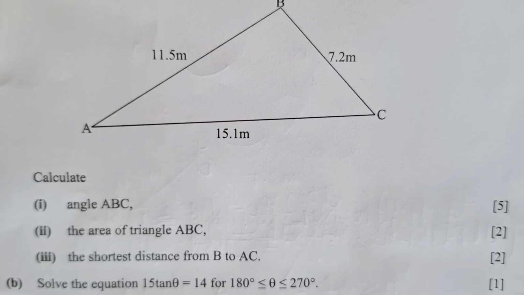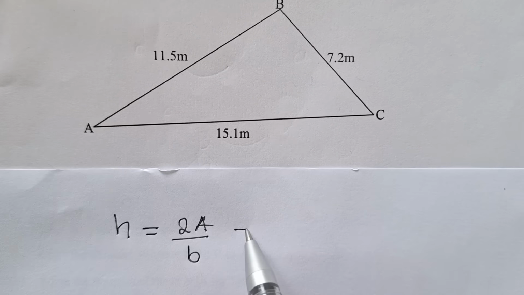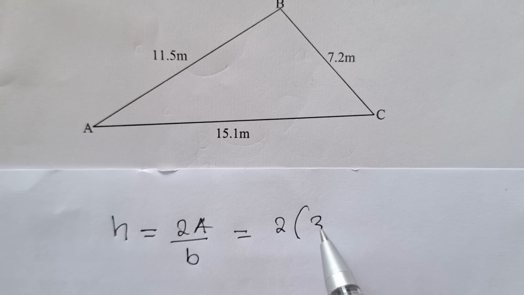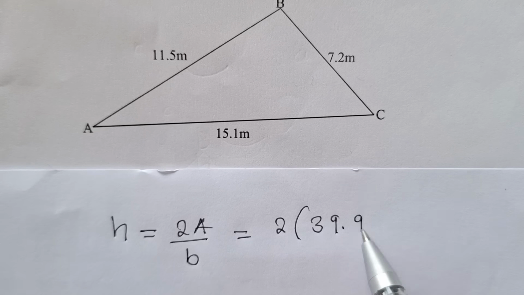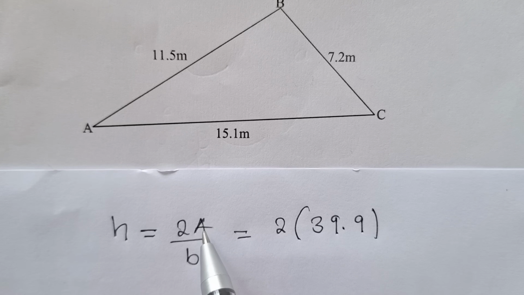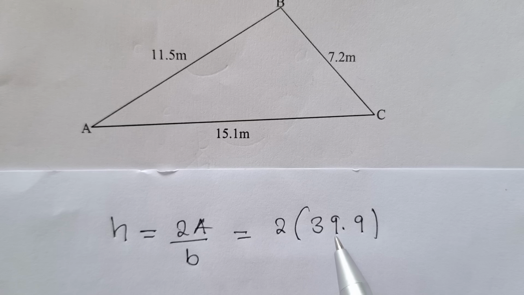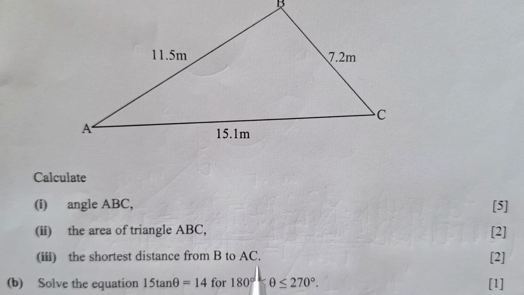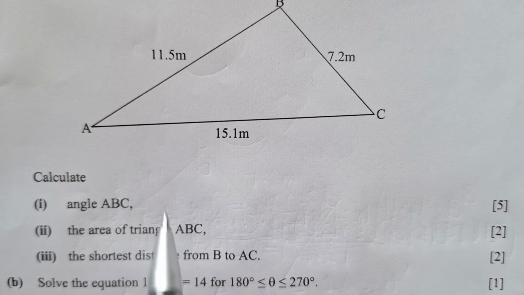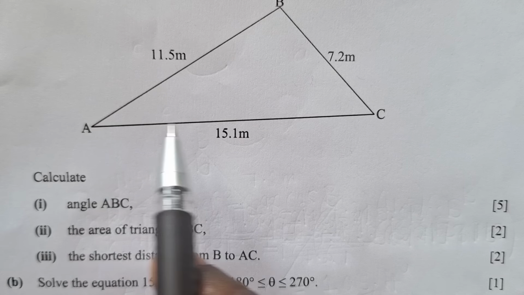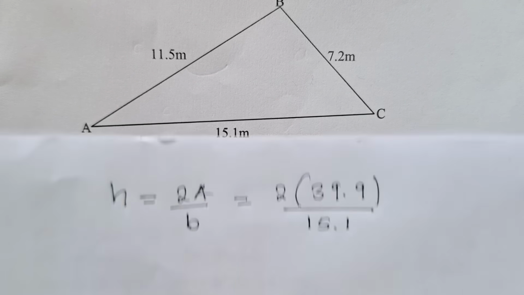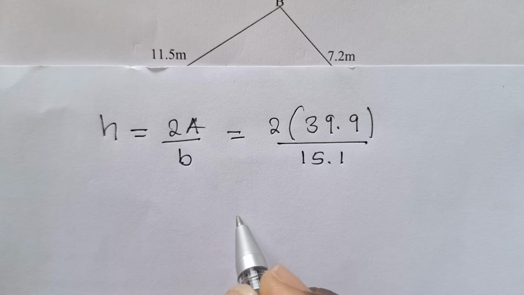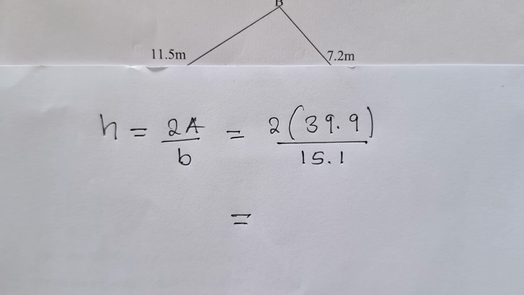So our capital A will simply be equal to the area we found in the previous question. So capital A is the area. The previous question area we found it to be equal to 39.9. And then we say over. For b, it will be the length which has been mentioned. AC. So whatever they mention here, that will be your b. AC is 15.1. So we punch on our calculator.